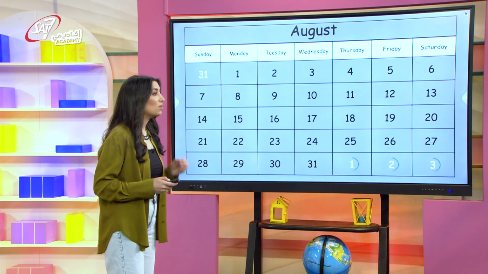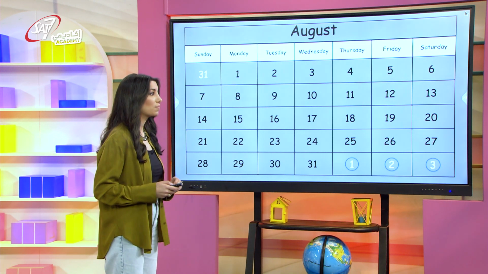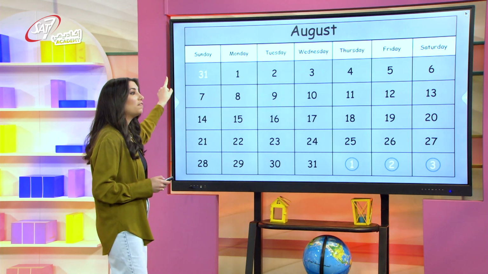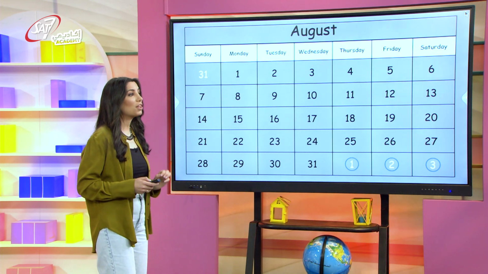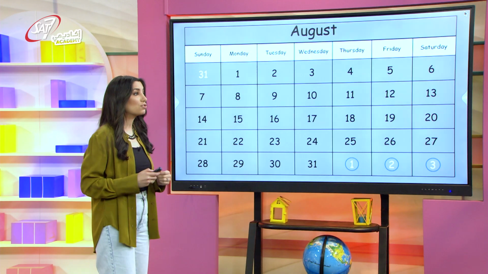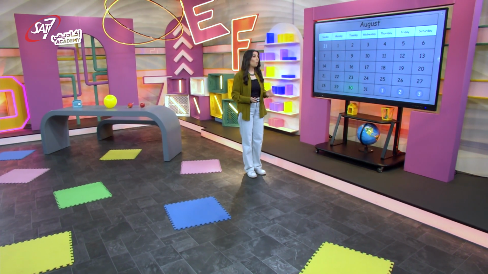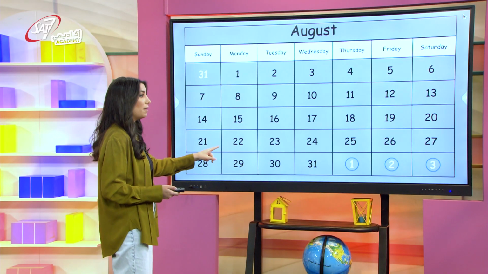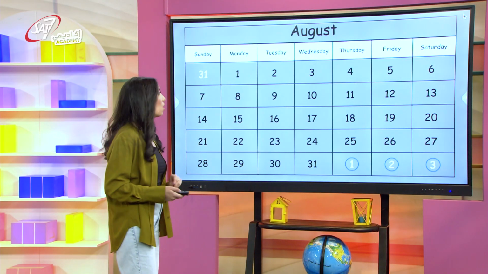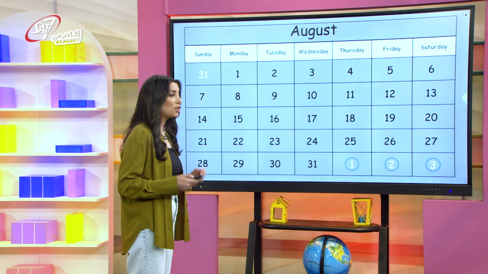What do the numbers in white refer to? Sunday, the 31st, is the last day in the month prior to August, which is July. On which day does the next month begin? While August ends on a Wednesday, a new month begins on Thursday. It's Thursday, the 1st of September.